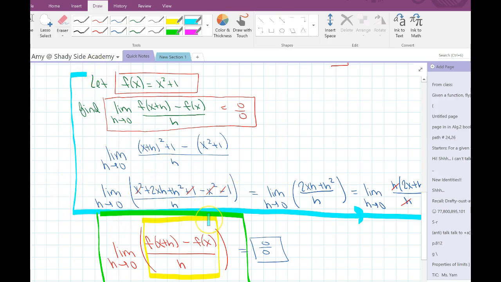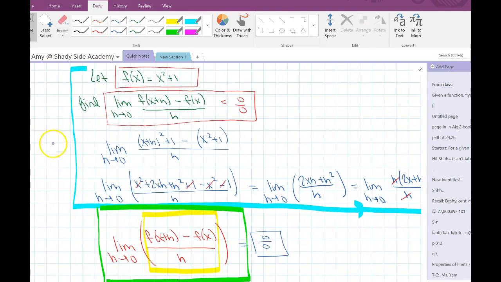So in blue, this whole process that we just underwent was called an evaluation of a limit, because we actually found the value of this limit. Not just any limit though, a limit of a difference quotient.